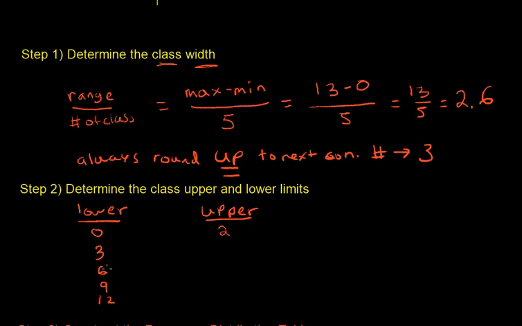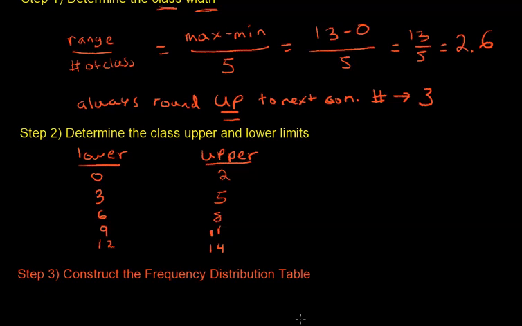Right? And I can take the number that's right before 6, so that'd be 5. Right before 9, so that'd be 8. Right before 12, that'd be 11. And then for the last class, I can think of, well, what would be the next class? The next class, 12 plus 3 is 15. So right before 15 is 14. All right, so these are my class limits: 0 to 2, 3 to 5, 6 to 8, 9 to 11, 12 to 14.